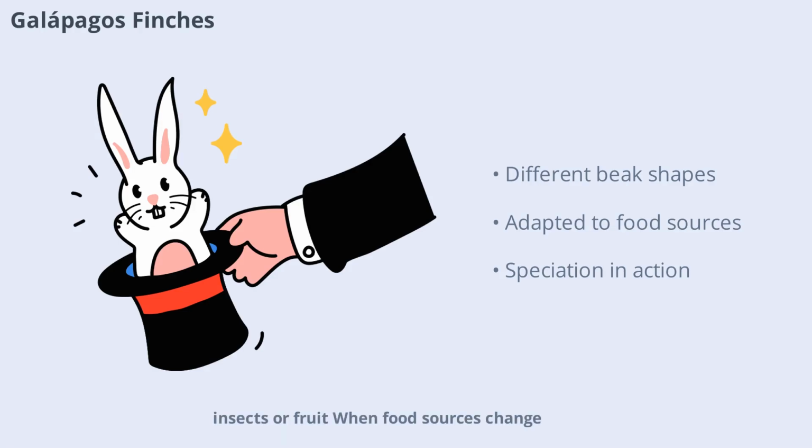When food sources change, the population of finches with the most suitable beak shape increases. This shows how natural selection can lead to the development of new species, each adapted to a specific niche.